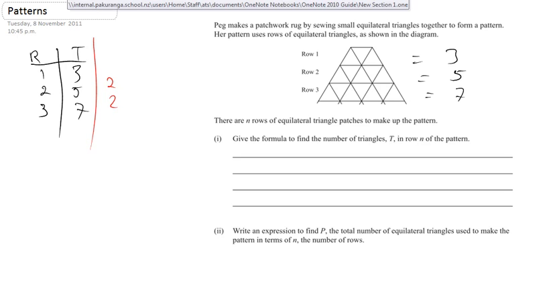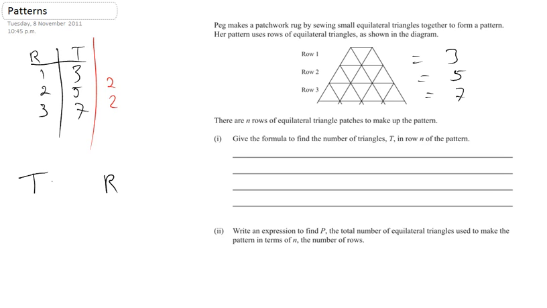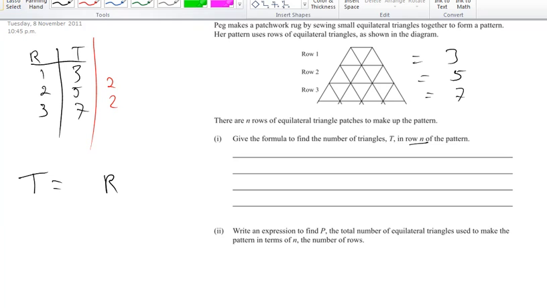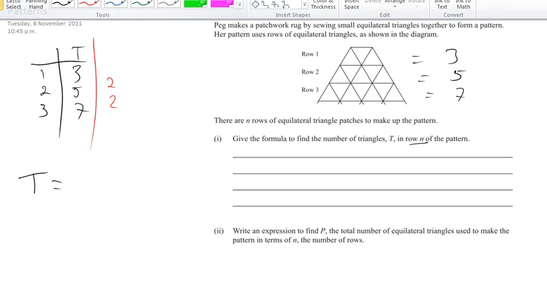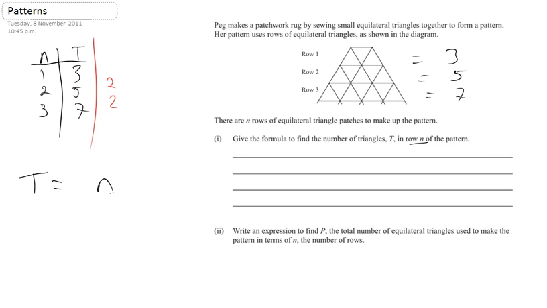So now I need to find an equation that links R, what I do to R to get T. Okay? They started talking about row N, so maybe I should use my letter N there.